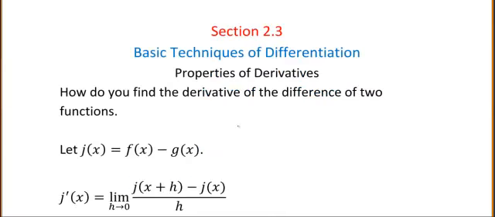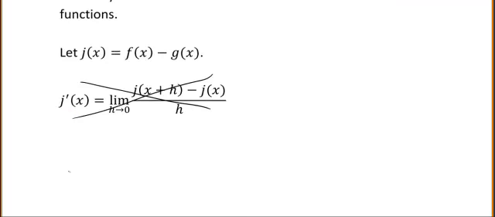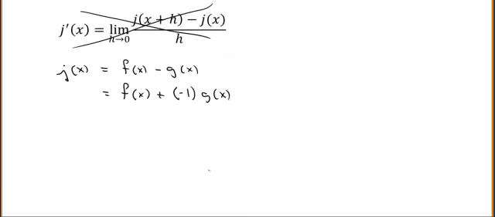Okay? Finally, let's take a look at the derivative of the difference of two functions. All right, well, we don't really need to go all the way back to the definition here. Let's consider j of x this way. j of x is equal to f of x minus g of x, but that would be f of x plus -1 times g of x. So we can think of it as the sum of two functions.